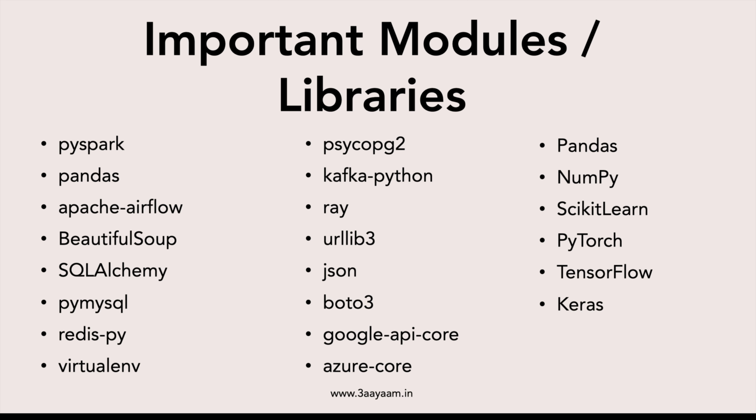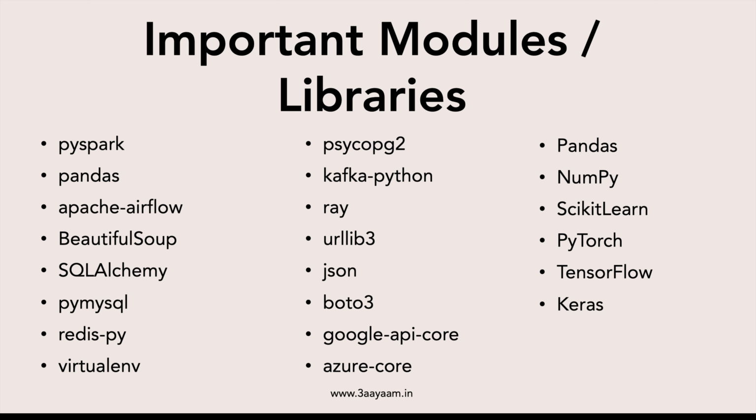I've already told you about virtualenv, which is used to create virtual environments. psycopg2 is used for PostgreSQL. Kafka-Python, this is a very important one, which is used to send records to Kafka or receive records from Kafka, and it is mainly used with Kafka. Then you have Ray, which is a library for distributed machine learning. urllib is mainly for URLs. Then I talked about JSON and Boto3. Boto3 is a very, very important library. It is basically Python's AWS SDK.